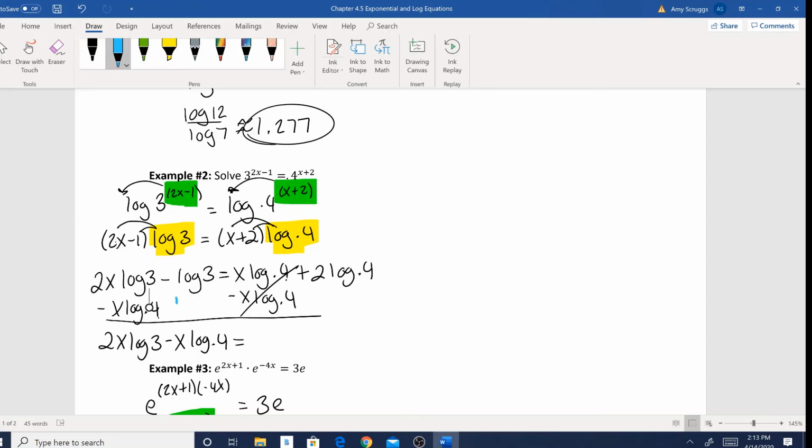And then, once I've got all of my x's on one side, and I'll do this in a different color, I actually want to move my, I hate to call them real numbers, but that's what they are. I want to move all my real numbers to the other side. So that's going to leave me with 2 log 0.4 plus log 3. Okay? Now, as messy as this looks, because it almost looks messier than when we started, we're so close to the answer, okay? We really are.